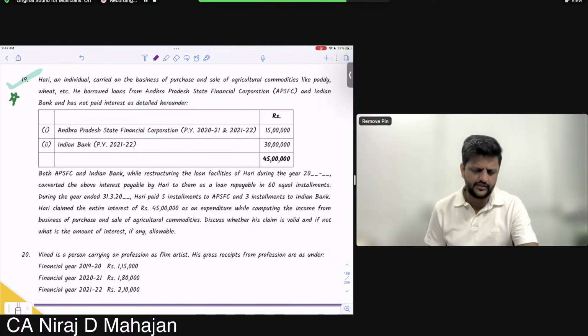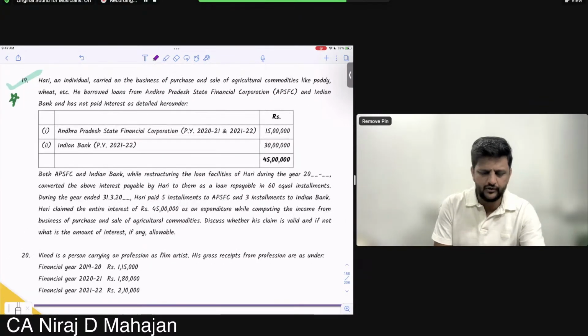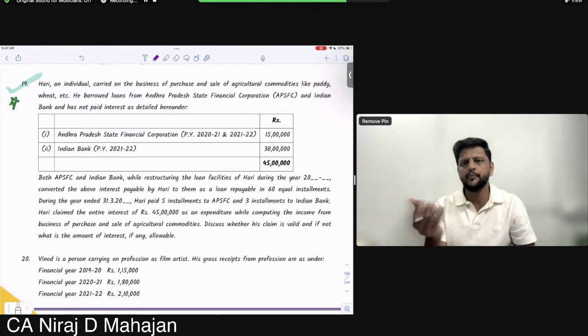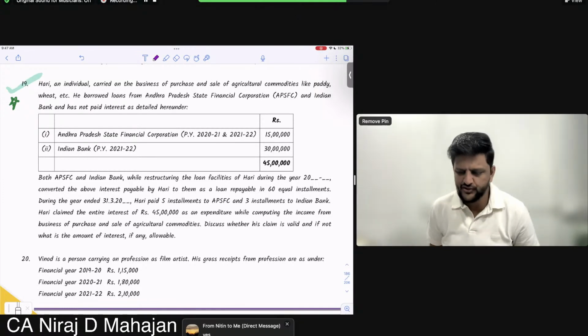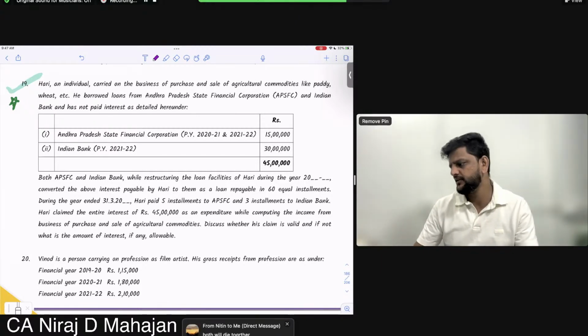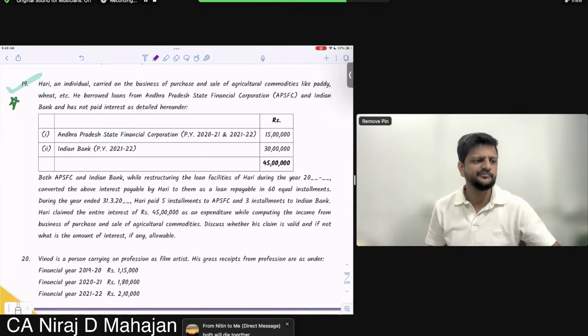Both APSFC, the State Financial Corporation, and Indian Bank, while restructuring the loan. Restructuring means adjusting the loan. Whenever you have restructuring of companies, like merger, demerger, amalgamation, or the companies are dying, it is merged with some other company. What happened with Vodafone Idea? Both are dying, so they merged together, instead of both dying separately, to avoid duopoly. BSNL is not interested anyway, and it's all bonus for them.